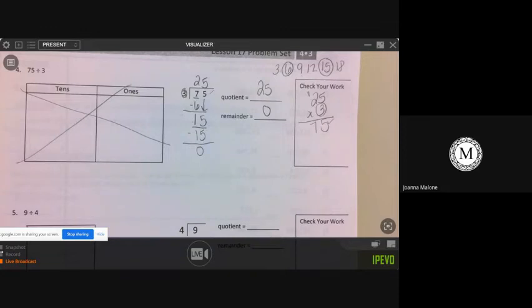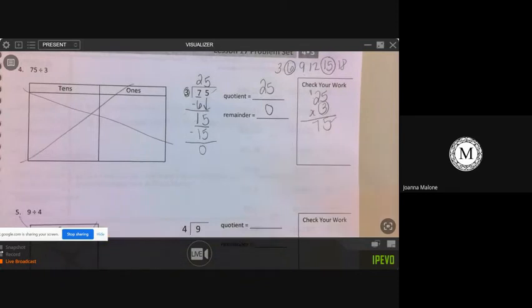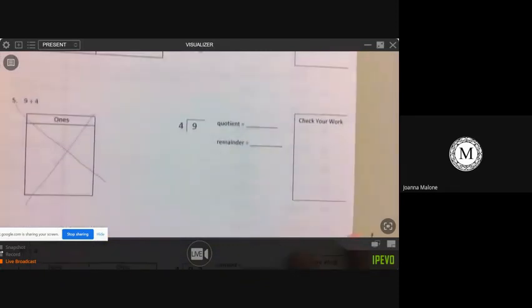Where are we at? How are we feeling? Good. Okay. Cross out that place value chart for the next one.